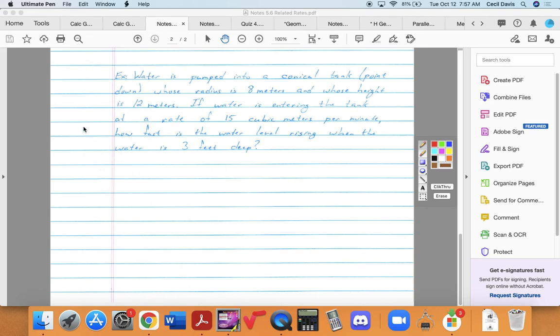I'm going to start, and I usually do it over here in the margin someplace, by drawing this conical tank. Anything that is constant throughout the problem, I go ahead and put on the diagram. So this is 8. I'm not going to put the height down the middle, and you'll see why in just a second. But this distance is 12.